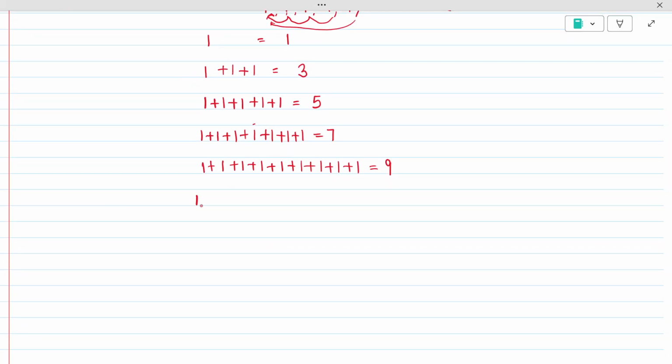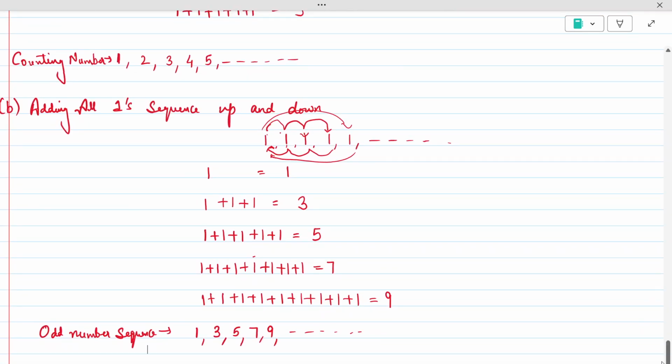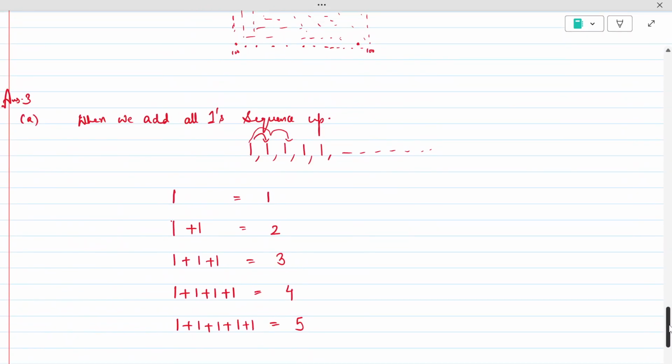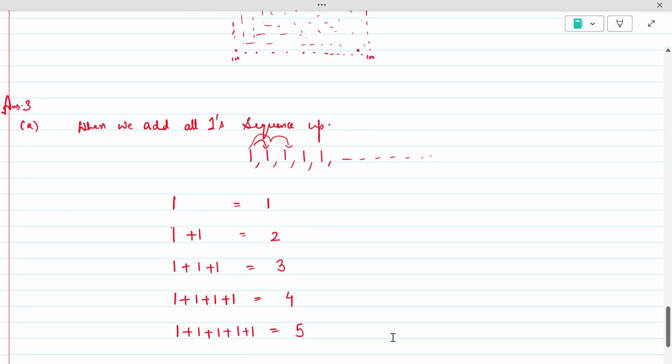Okay, so 1, 3, 5, 7, 9, and if we extend it further, we'll get bigger numbers. This is nothing but an odd number sequence, right? So kids, we see here that using one sequence, we can make another sequence. And the same we have done in these three questions. If we are adding all the one sequences up and down, we are getting an odd number sequence. And if we are only adding them up, we are getting a counting number sequence.